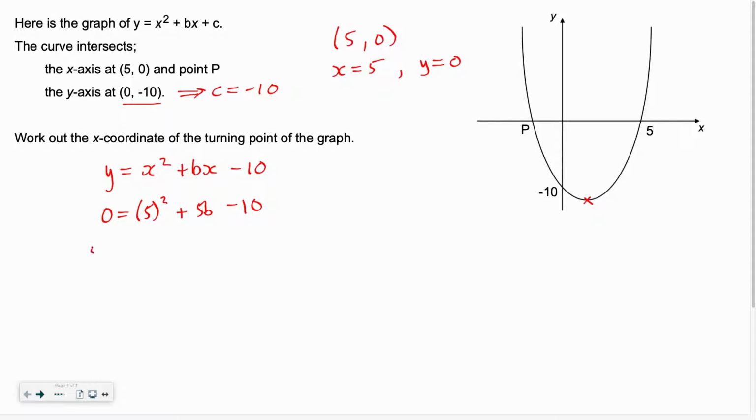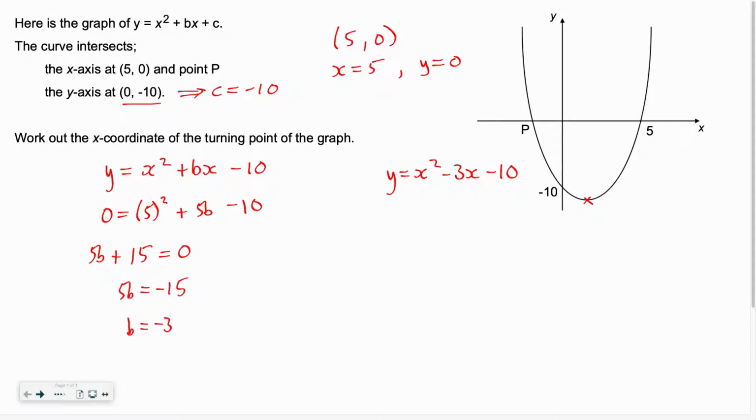When we simplify that, that's going to give 5b plus 25 minus 10 is 15. That's going to equal 0. If we take away 15 from both sides, 5b will equal -15. And dividing by 5, we get b is equal to -3. So now we can write the equation of our graph as y equals x squared minus 3x minus 10.